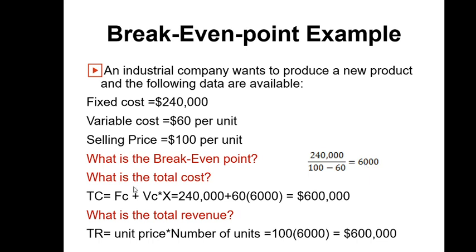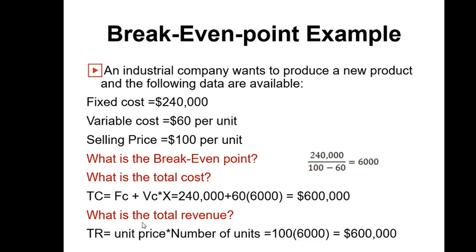Now another requirement, just for the purpose of practicing: what is the total cost? Of course, total cost is always equal to fixed cost plus variable cost per unit multiplied by the number of units, X. The number of units we already know, 6,000 units. Our fixed cost is 240,000. Our variable cost is 60 per unit multiplied by 6,000 units, as you can see. So our total cost will be 600,000.